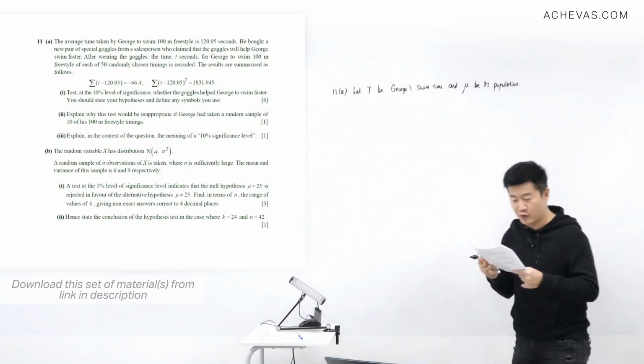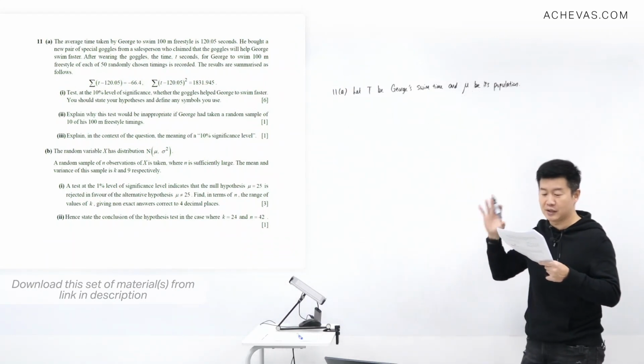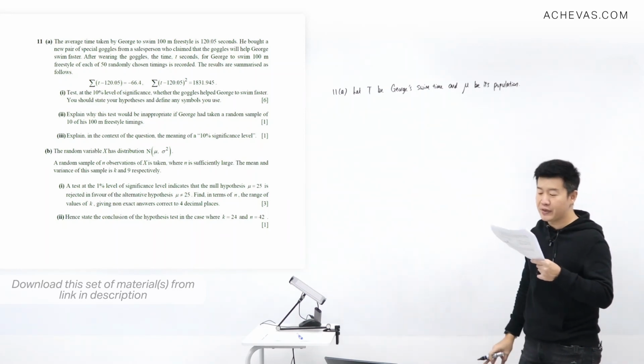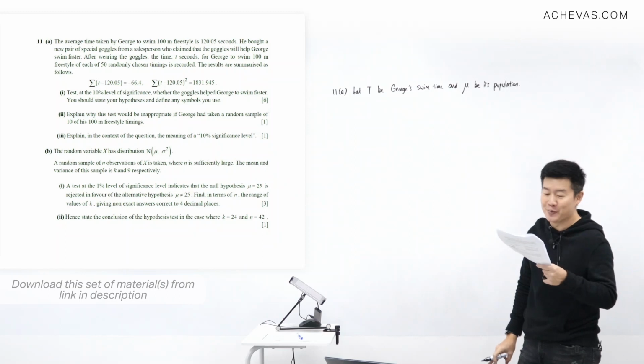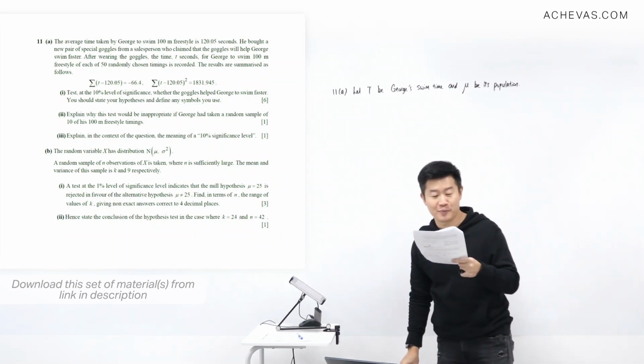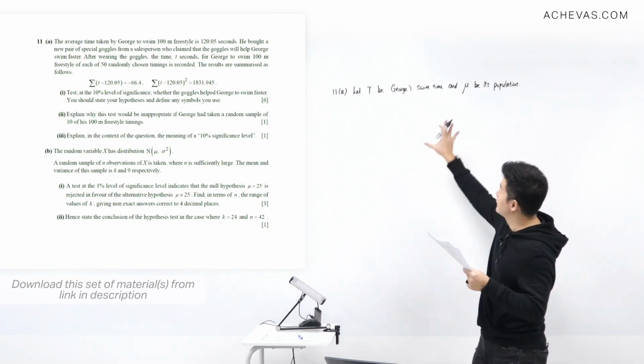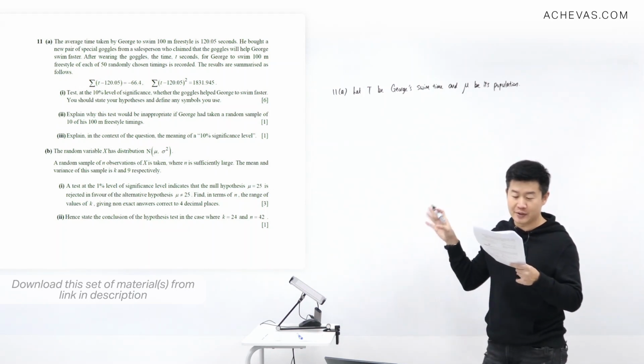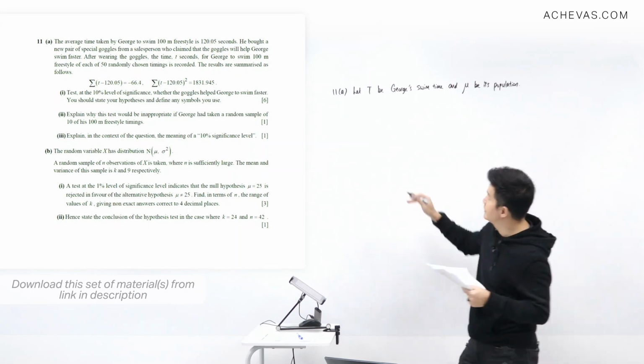So in part 1 of question number 11, we are supposed to carry out a hypothesis test at a 10% level of significance for the information that is given to us, to check whether the goggles that are going to be given to George will help him to swim faster. And this is the definition for the symbol that I've been using, and we should state the hypothesis.